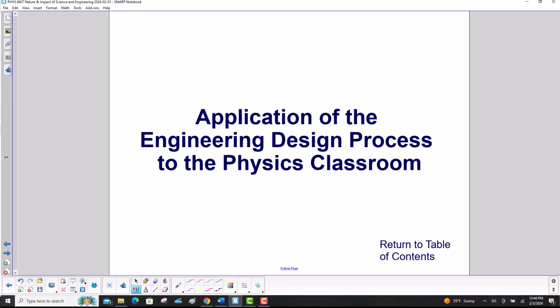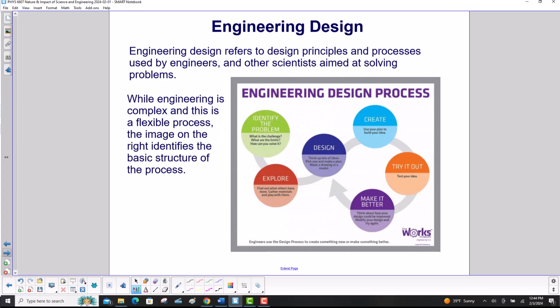Application of the engineering design process to the physics classroom. Engineering design refers to design principles and processes used by engineers and other scientists aimed at solving problems. While engineering is complex and this is a flexible process, the image on the right identifies the basic structure: identify the problem, explore, design it, create, try it out, make it better, and then repeat this circle as needed.